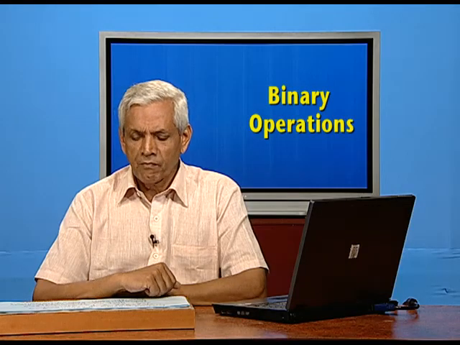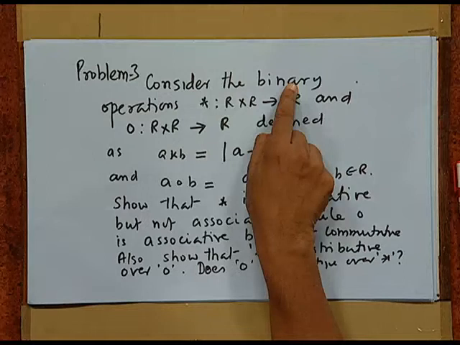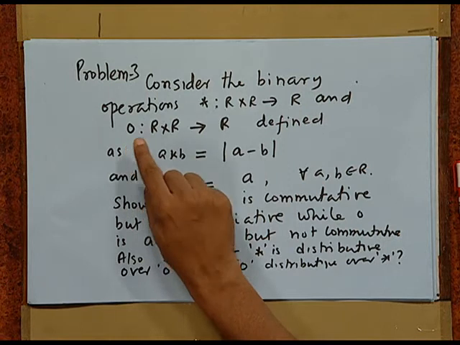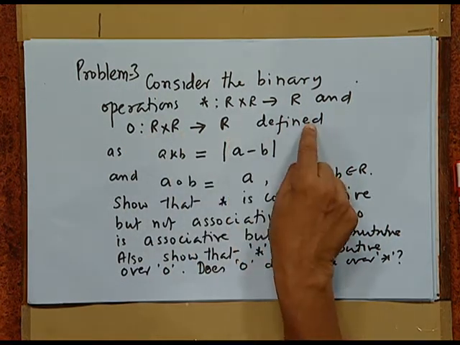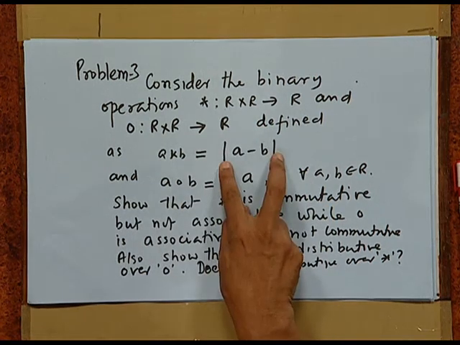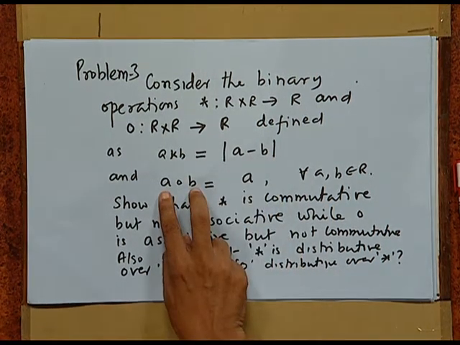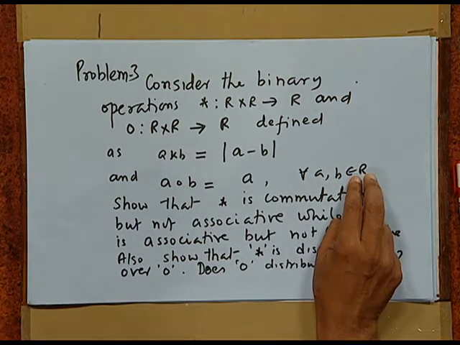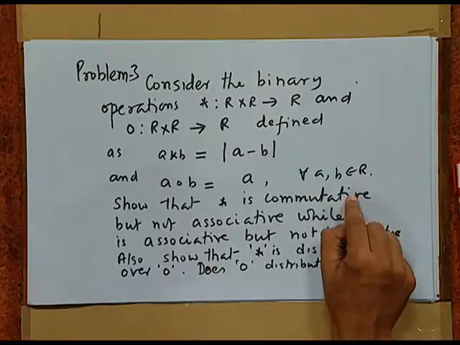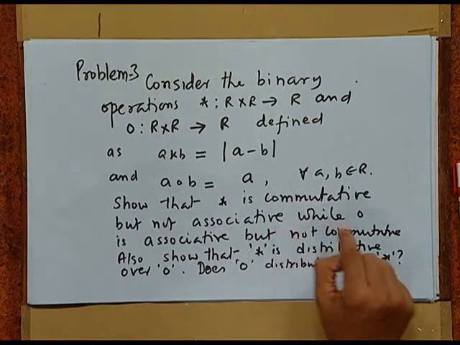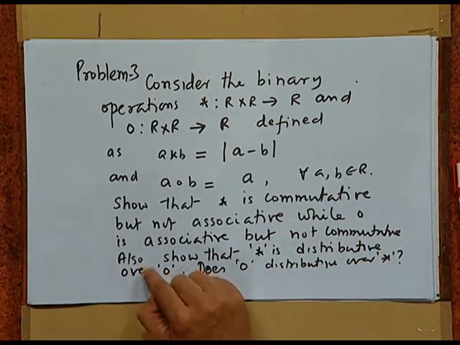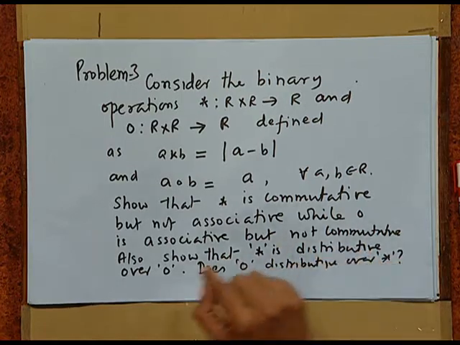Let us take one more example. Here consider the binary operations star, R cross R to R, and O, R cross R to R, defined by A star B is the modulus of A minus B, and A O B is A, for all A, B belonging to R. Now, here we are given two operations. We have to show that star is commutative but not associative, while O is associative but not commutative. Also, we have to show that star is distributive over O.